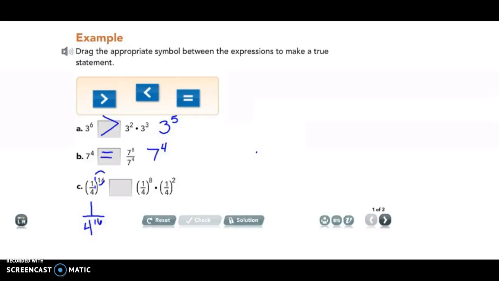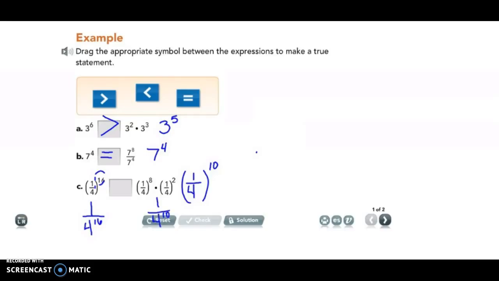So I'm going to keep my base the same, which is 1/4, and I'm going to add my exponents. So that's going to be 1/4 to the 10th power. So that's 1 to the 10th power, which is just 1, because any one that is multiplied by itself 10 times is still going to be 1. And I'm going to have 4 to the 10th power.